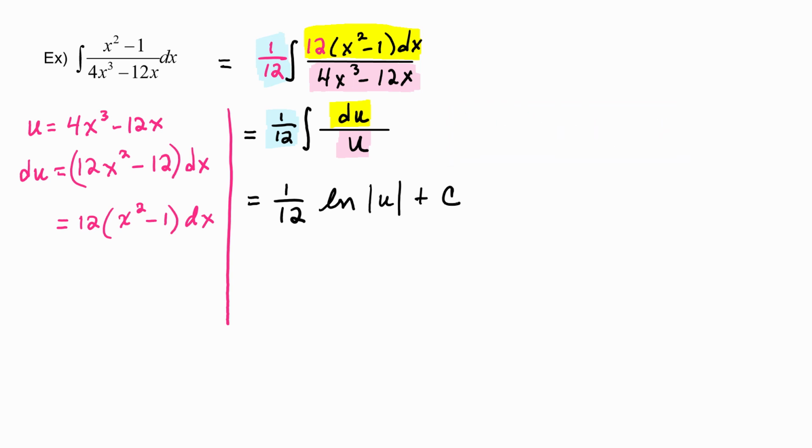And because this is an indefinite integral, we have to go back to the x variable. So this equals 1/12 times the natural log of the absolute value of 4x cubed minus 12x plus c.